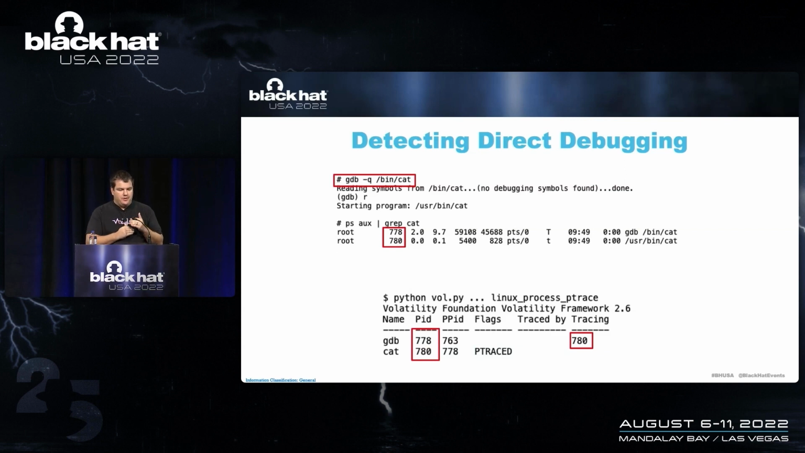And then we wrote a new plugin called Linux Process ptrace, which is going to tell you all the processes that are being debugged. And you can see in the output here, I have it highlighted. We get our GDB and our cat process. The flag for cat is ptraced, which tells you that it's being traced. And then you can see for GDB, it's tracing PID 780, which is cat. So we automatically report that interaction between the processes.